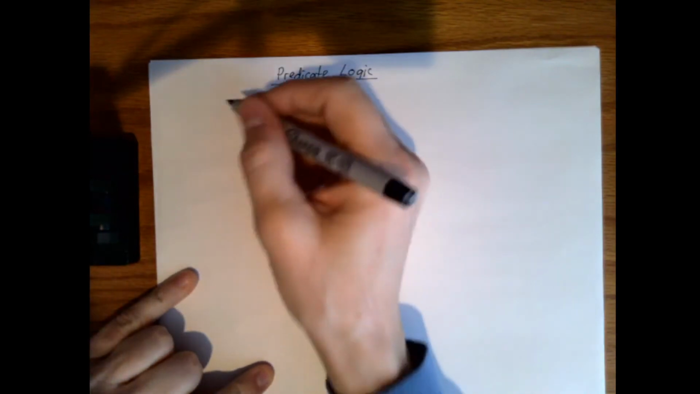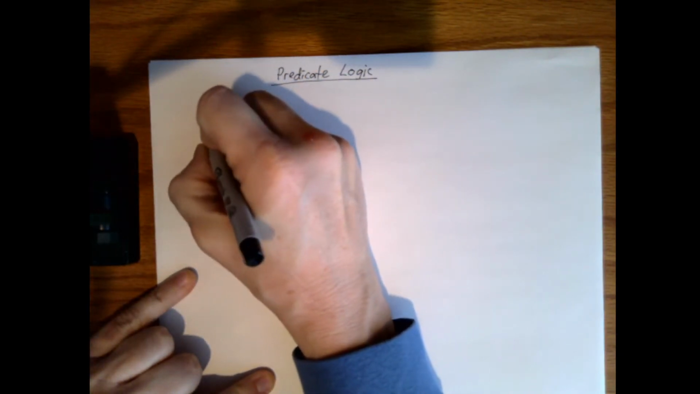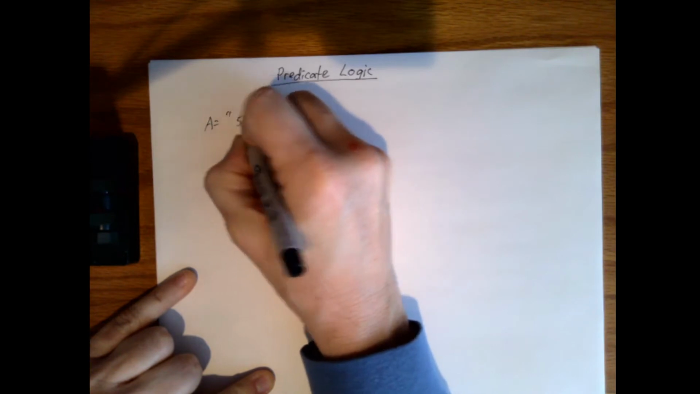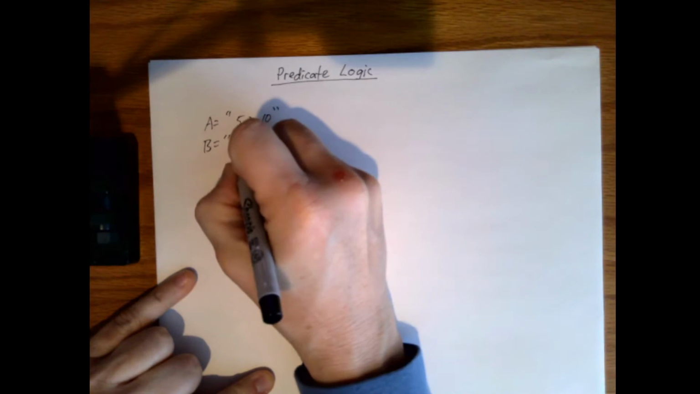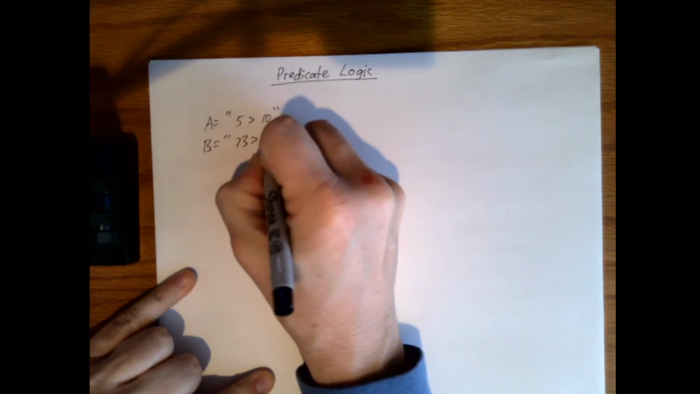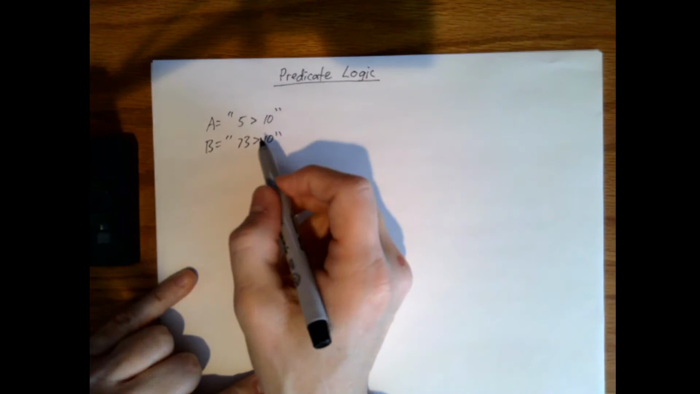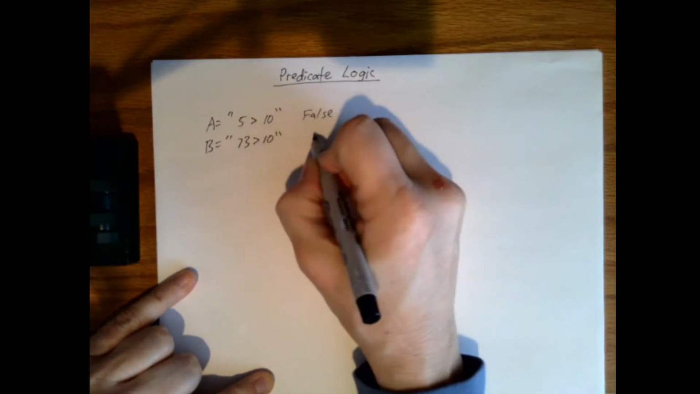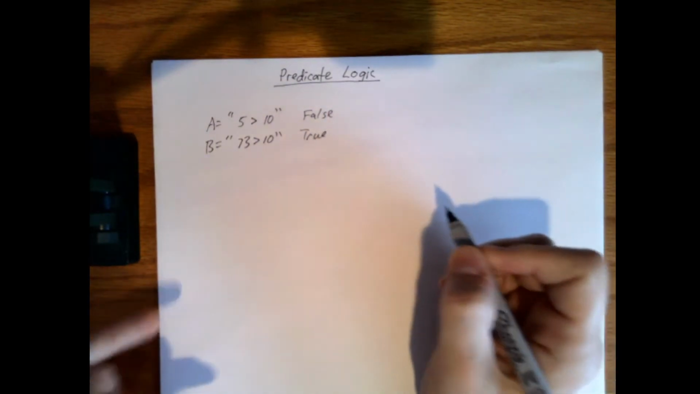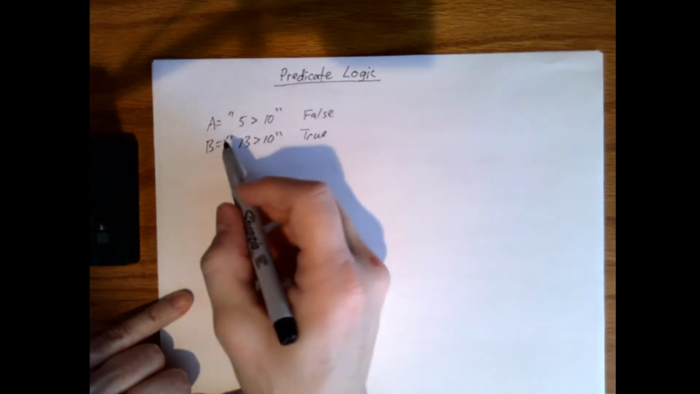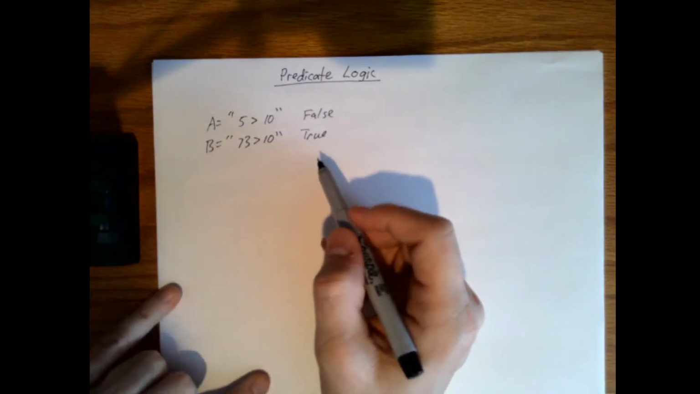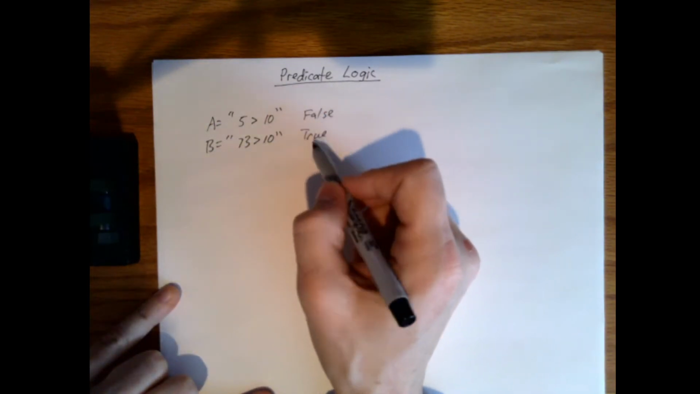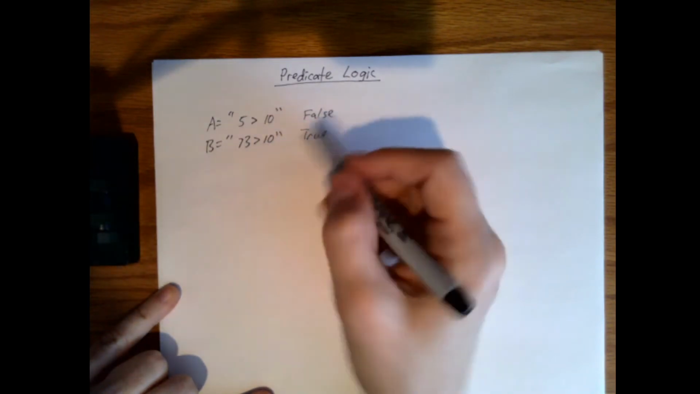When we were discussing propositional logic, we saw that we could write statements like this. A was equal to 5 is greater than 10, or we could have B is equal to 73 is greater than 10. And each of these had a truth value, right? 5 greater than 10 is false. 73 greater than 10 is true. And we also could do things with truth tables, so we could have more complex expressions and determine the truthfulness, that is, whether or not the whole expression was true or false, by using our truth tables.